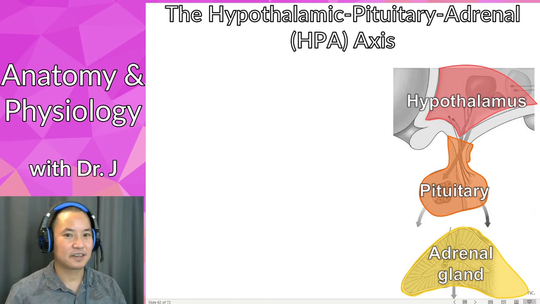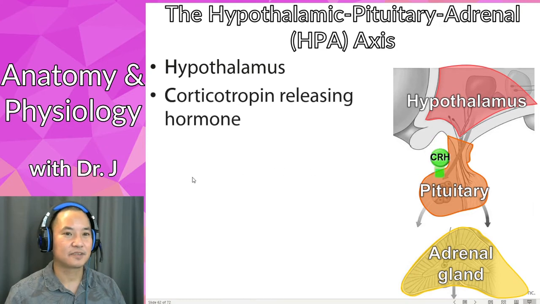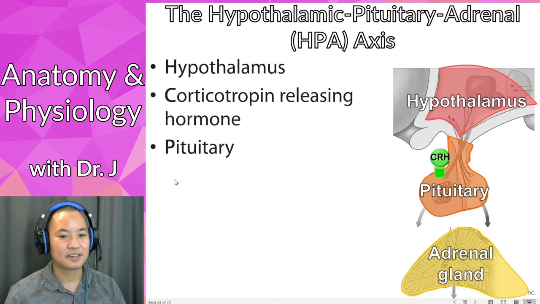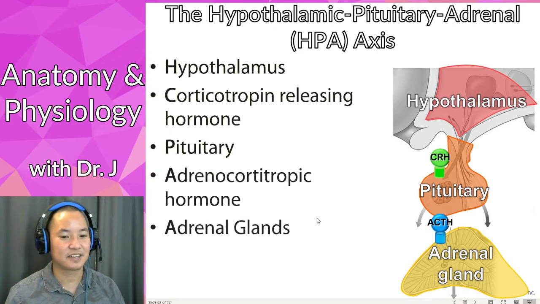Sometimes it's abbreviated as the HPA axis. The hypothalamus secretes corticotropin releasing hormone. Then the pituitary gland releases adrenocorticotropic hormone, and that targets the adrenal gland.